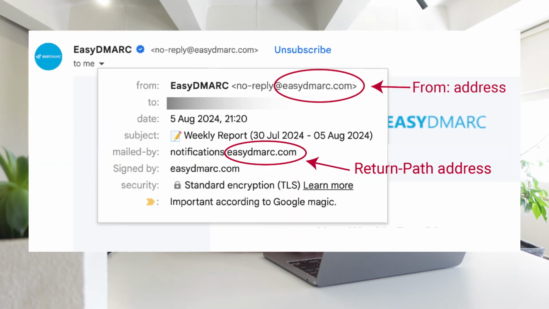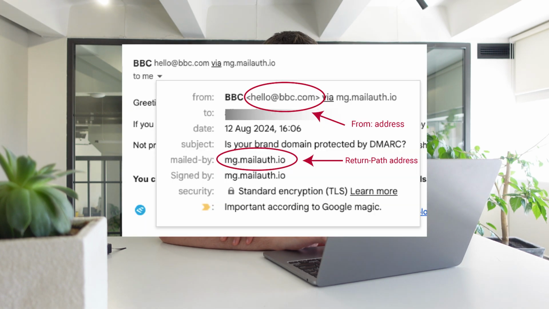So, here, in the first example, we can see that the from address has the email noreply@easydmarc.com, while the return path or the mail from is notifications.easydmarc.com. In both of those cases, the domain is easydmarc.com, which means that SPF is aligned. If we take a look at the second example, the from address has the domain bbc.com, while the return path or the mailed by is mailout.io. In this case, the SPF alignment will fail because the domains are not matching.